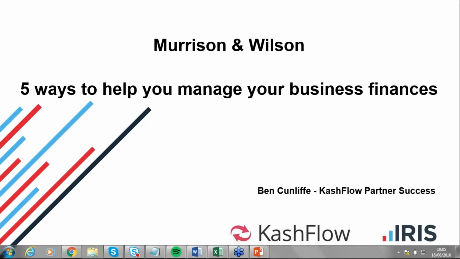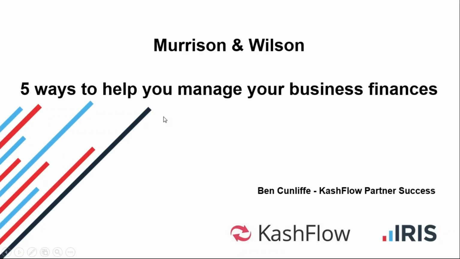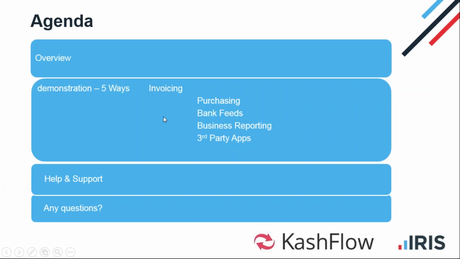So the 5 ways, let's have a little look at what we're going to do today. Quick overview: we'll go through the software itself, tell you what it's about, and we'll have our demonstration. The 5 ways are invoicing, purchases, live bank feeds, business reporting, and all the third-party apps. We'll also go over any help and support, should you have any questions about how to work the software and who you can get in touch with. Then we'll finish off with a quick Q&A as well.